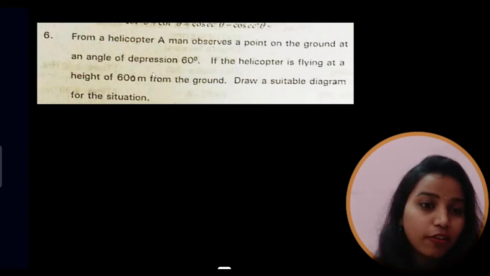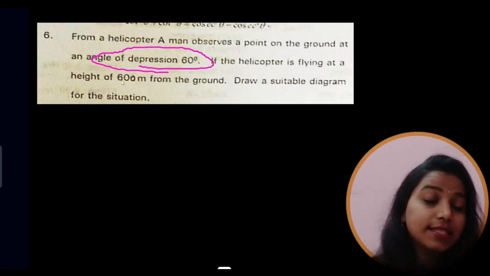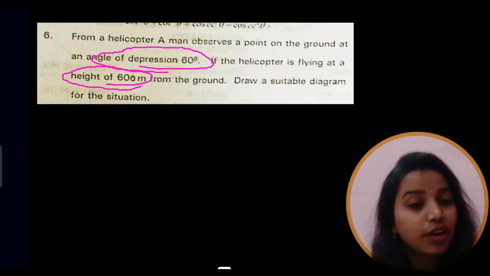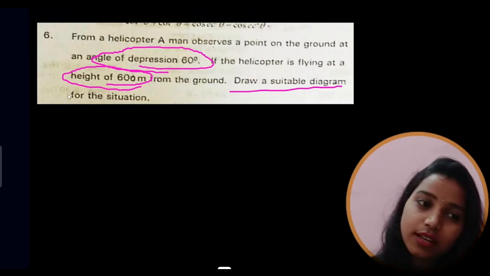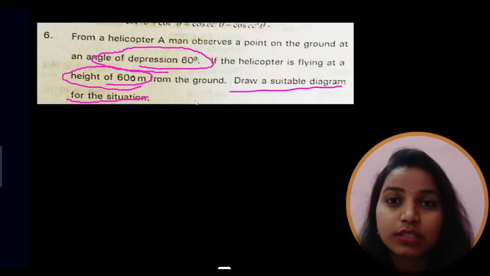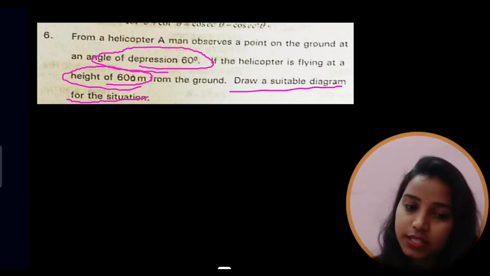What is it? Angle of depression 60 degrees. If a helicopter is flying at a height of 600 meters from the ground, draw a suitable diagram. Read carefully here. They didn't ask us to find any value. They are simply asking us to draw a suitable diagram for the situation.